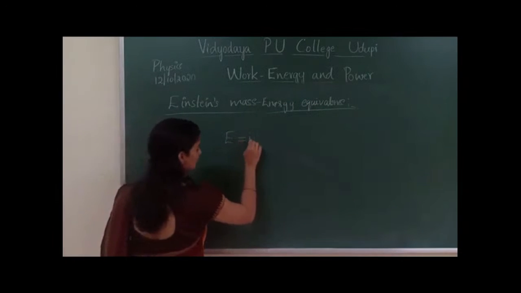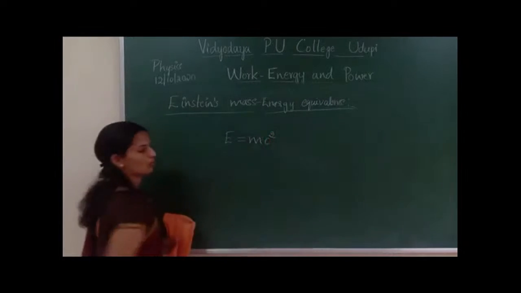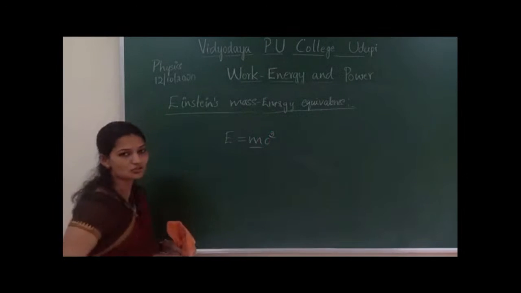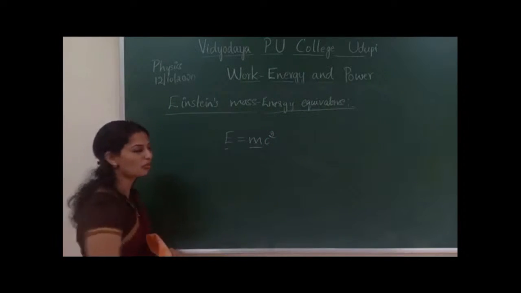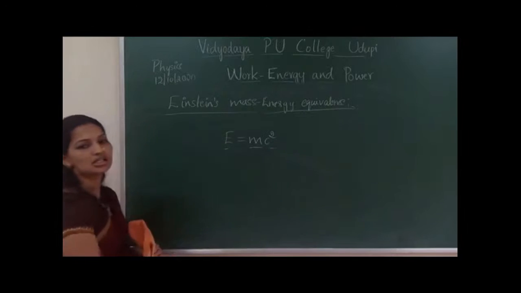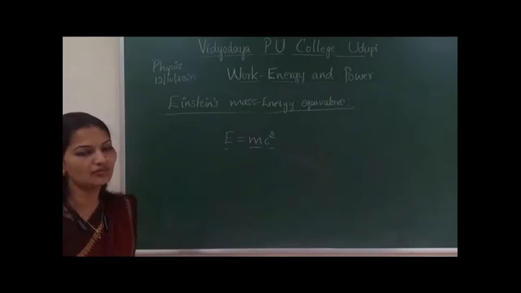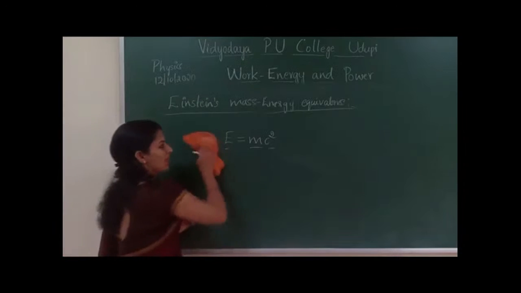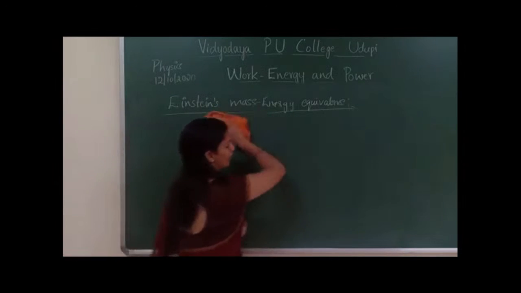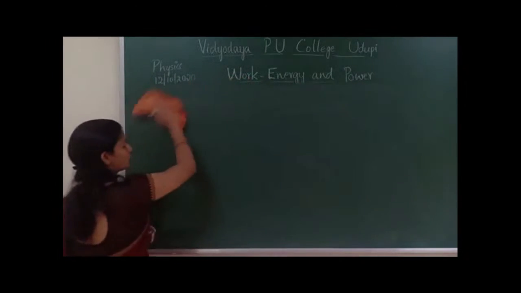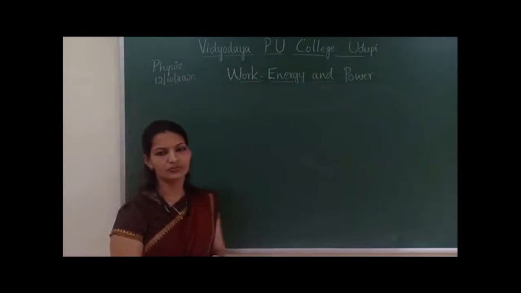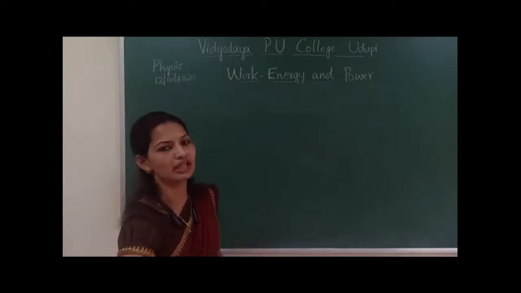Given by the equation E is equal to mc square, where m is the mass of the body, E is the energy of the body, and c is the speed of light in free space. The value of c is 3 into 10 power 8 meter per second. Okay, we will continue in the next.